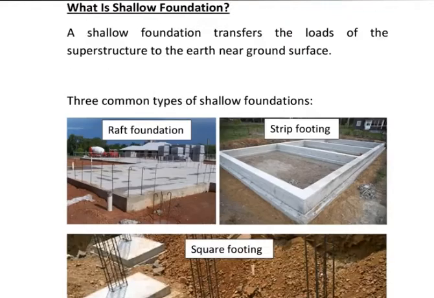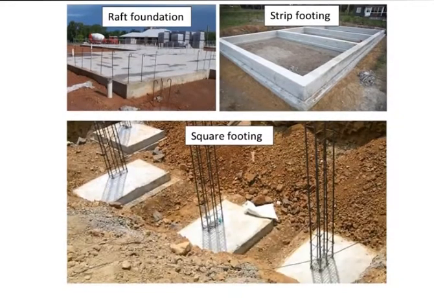There are three types of commonly used shallow foundations, including raft foundation, which is a flat concrete slab that covers the entire area of soil under the structure so as to lower the contact pressure. It is usually intended for low-strength soils. Strip footing, which serves to spread the load of a wall across an area of soil. And square footing, which supports the load of columns.